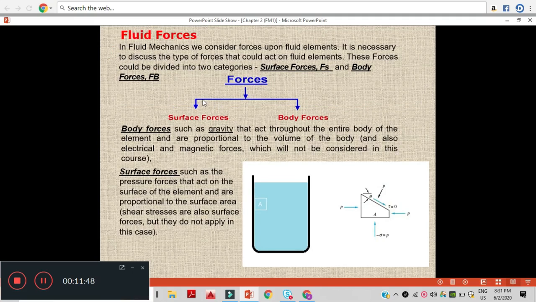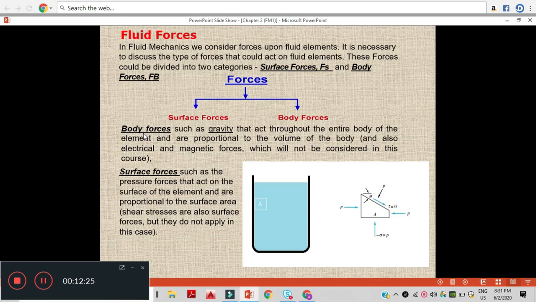So now the fluid forces. In fluid mechanics we consider forces upon fluid elements. It is necessary to discuss the type of force that could act on the fluid element. These forces could be divided into two categories. When we study fluids, we will study two types of forces: one is the surface force and the other is the body force. Just like we study the pressure force, here is the surface force and the body force.